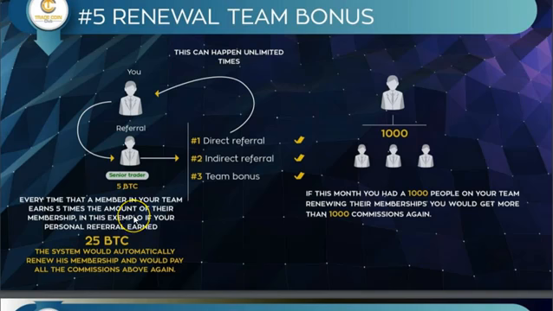Let me make this perfectly clear. Every time your personal recruit makes 5 times their initial investment, their membership renews. So you're going to be getting paid on all of these above again: your direct referrals, indirect referrals, and team bonus. That's insane. This is just an icing on the cake, if you ask me, as far as the renewal team bonus goes. Anyways, let's go ahead and move forward.